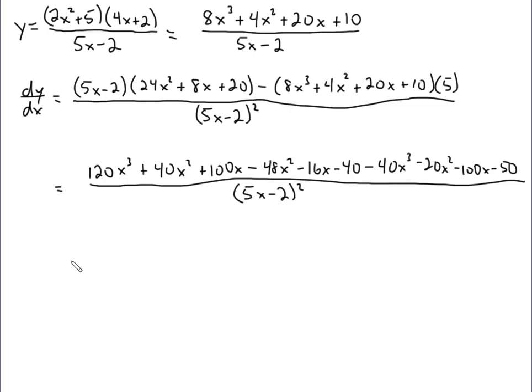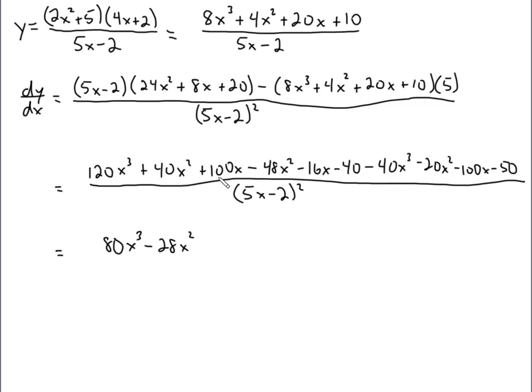And then we look for our like terms for our last step. So we've got a cubic term here and here. 120 minus 40, that's 80x to the third. Look for our second power terms. I think we've got 3 of them. 40 minus 48, so that's minus 8. And then minus 20 minus 28. Minus 28x squared.